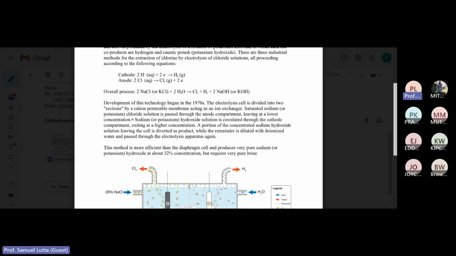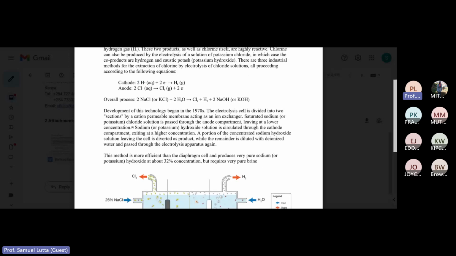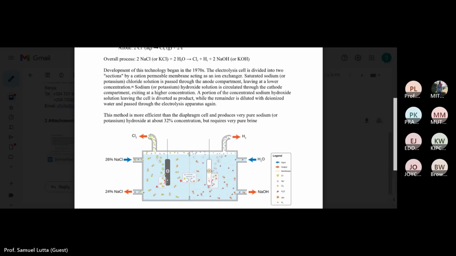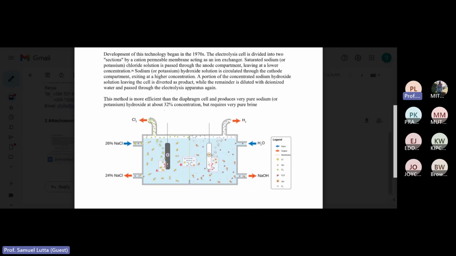This is done through electrolysis. There is a figure here which shows that the cell is divided into two. So this diagram just shows the cell and how it works. What happens in this cell is that it is divided into two chambers.